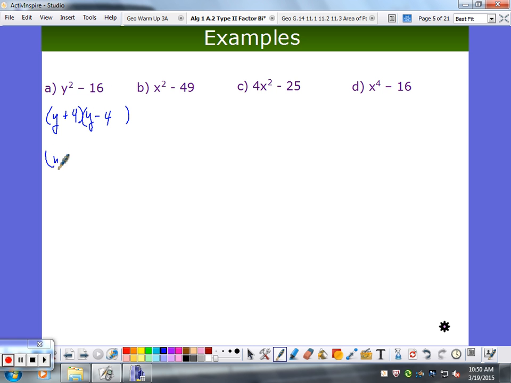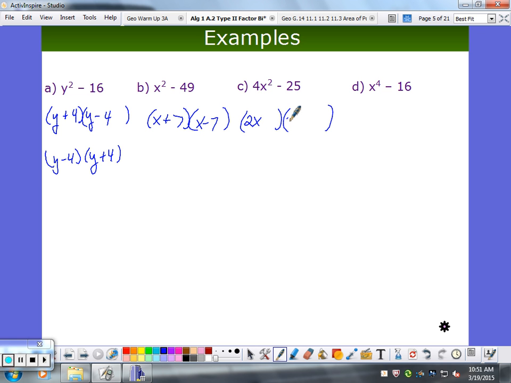What if you did this? Y minus 4. Is that okay? Sure, right? These are equivalent. It's the commutative property. How about this guy? Perfect square minus perfect square? Yes. So what is it going to factor to? Is this a perfect square minus a perfect square? Yes. So what's that going to factor to?